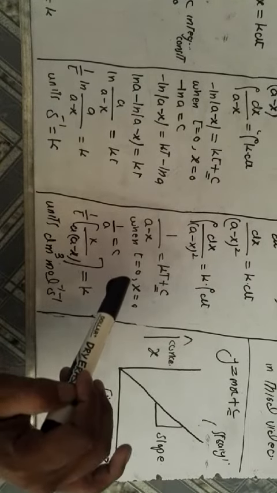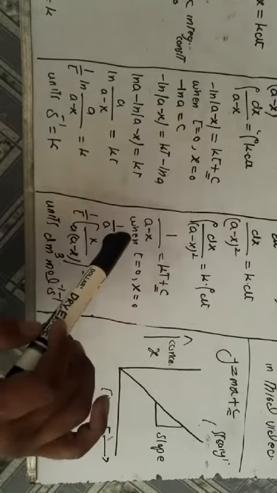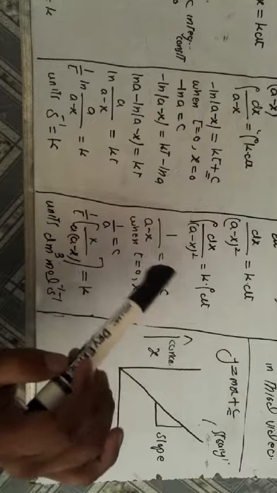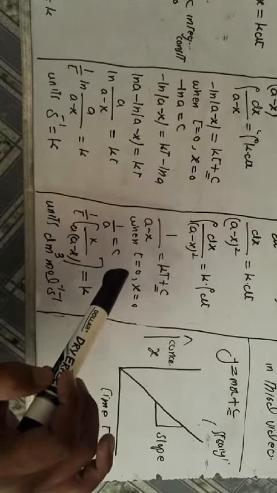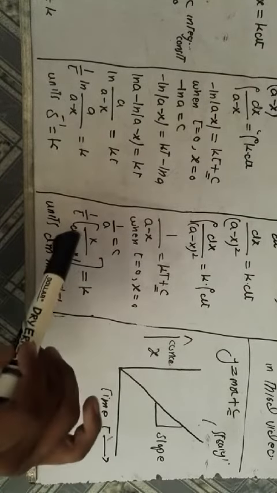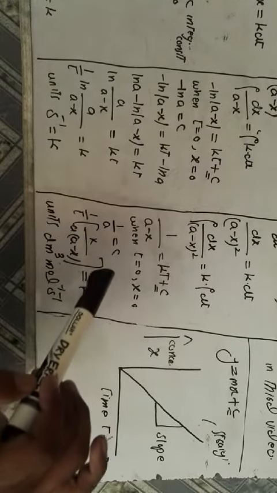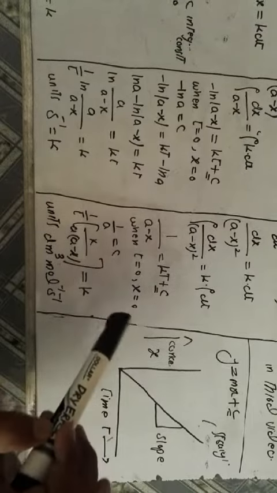The initial boundary conditions are when t is equal to 0, x is equal to 0. Put in this equation, we get the value of c. So now we put the value of c in this equation again. So we get the equation, and when we resolve this equation we get k is equal to 1 over t times x over a into (a minus x). So this is the final equation. The unit of k will be dm cube per mole per second.